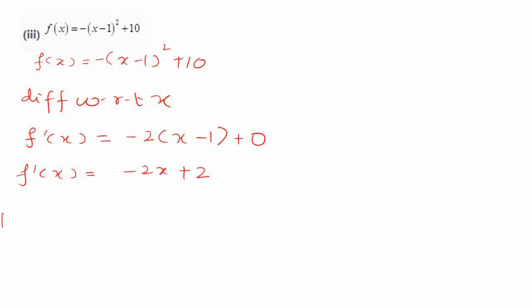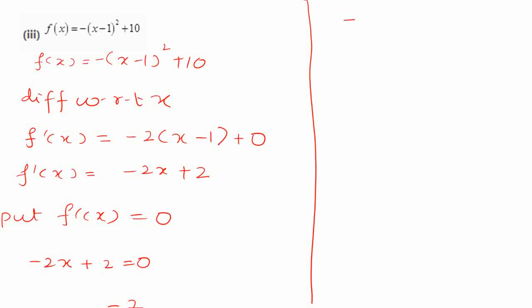Now next step is put f dash of x is equal to 0. So that is minus 2x plus 2 equal to 0. So minus 2x equals minus 2. So x will be 1.